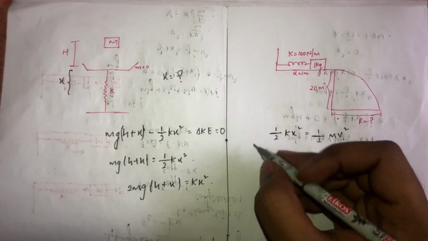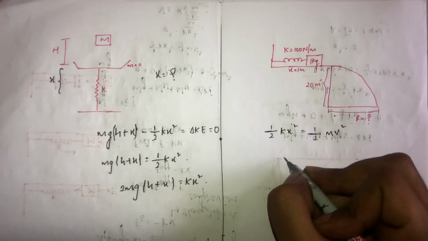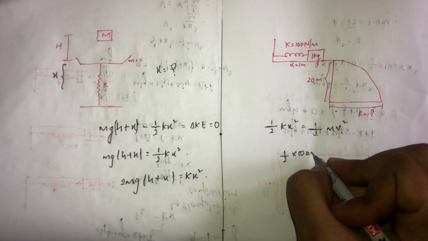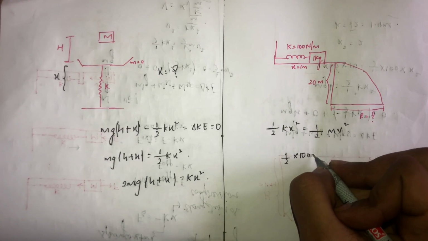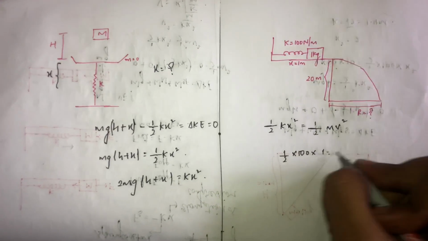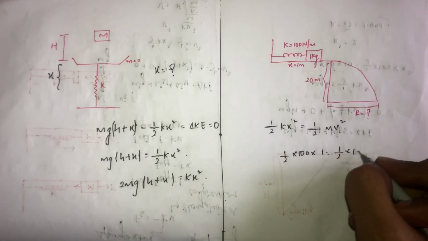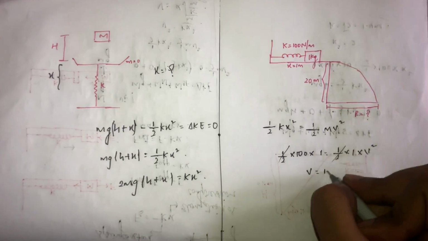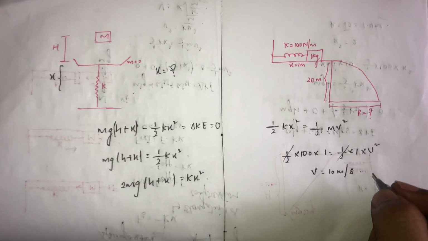Then the value of k is equal to 100. The value of x is nothing but 1, so 1 square, with mass 1 kg into v square. So v will be equal to 10 meter per second.